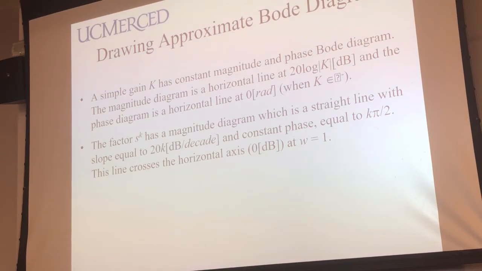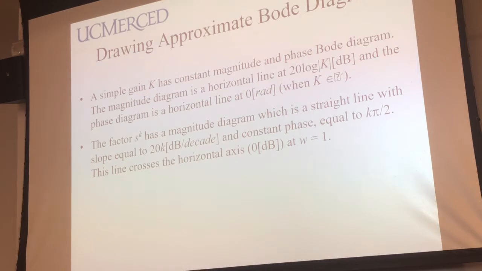Then s to the power of K has a magnitude that is a straight line with a slope of 20 dB per decade when K is 1, and K of 2 is 40 dB per decade going up. This is like differentiation. s is like d/dt, differentiation, and differentiation is going up.